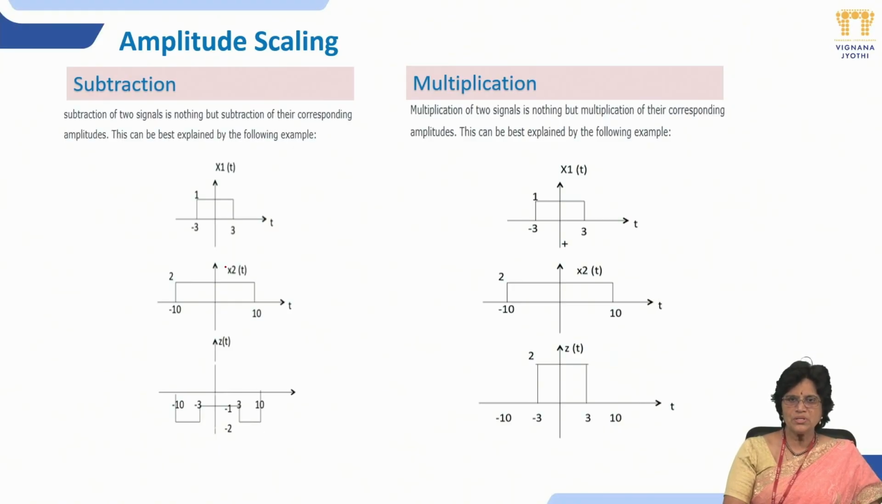Similarly, subtraction follows the same concept. Take the corresponding position values and subtract. Similarly for multiplication, we multiply each corresponding sample. If two signals exist, then only you will get a result. Otherwise, if one exists and the other does not, you won't get any output. In this case, you can clearly see x1(t) is from minus 3 to 3. Even though x2(t) exists from minus 10 to 10, when you multiply these two signals, the resultant signal exists only from minus 3 to 3. This concept is also very important when you are performing convolution.